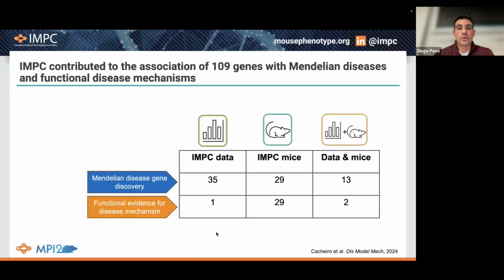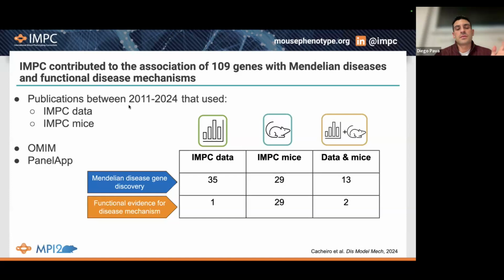The final example I'll show you is a paper we published recently where we wanted to quantify the contribution of the IMPC towards Mendelian disease gene discovery. So what we did was, in that last section that Francisco showed you, we looked at the publications that perhaps used IMPC in some way. So we took the publications from 2011 to 2024, and we looked if they used either IMPC data, so the data that you can see on the website, or the directly IMPC mice.